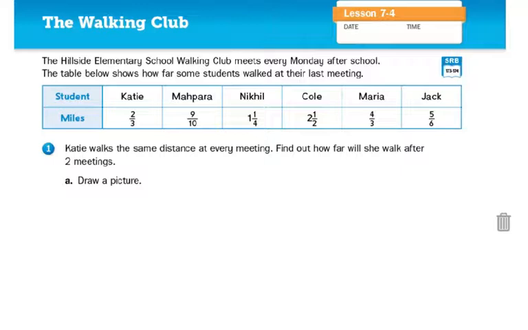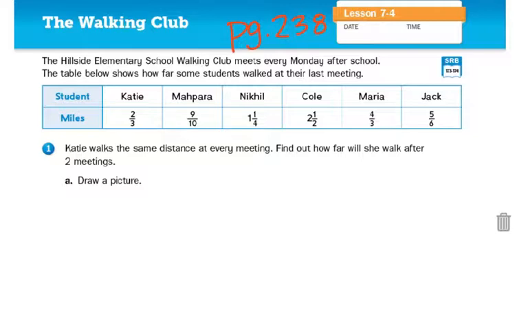All right, we're going to go ahead and move into our math journal right away. If you would go ahead and open to journal page 238. On page 238, at the top it says the walking club. The Hillside Elementary School Walking Club meets every Monday after school. The table below shows how far some students walked at their last meeting.